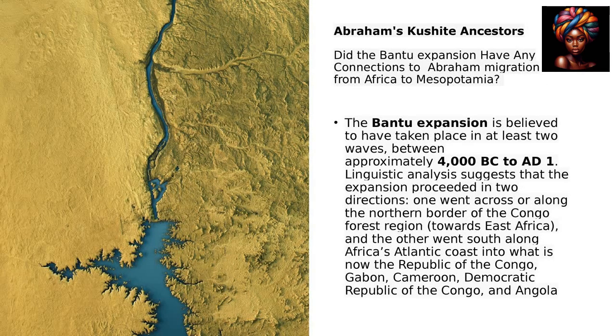Abraham Kushite Ancestors asks, did the Bantu expansion, this is just my question, after doing a lot of all this research and reading and studying, I'm still learning, I just asked my question: did the Bantu expansion have any connection to Abraham's migration from Africa to Mesopotamia? It says the Bantu expansion is believed to have taken place in at least two waves between approximately 4000 BC to AD 1. Linguistic analysis suggests that the expansion proceeded in two directions. One went along the northern border of the Congo rainforest region towards East Africa, and the other went south along Africa's Atlantic coast into what is now the Republic of Congo, Gabon, Cameroon, Democratic Republic of the Congo, and Angola. So that's just a question I have. Maybe somebody wants to research and do a video on it. But I think there's a connection.